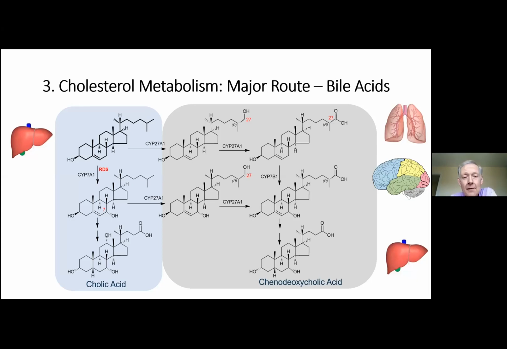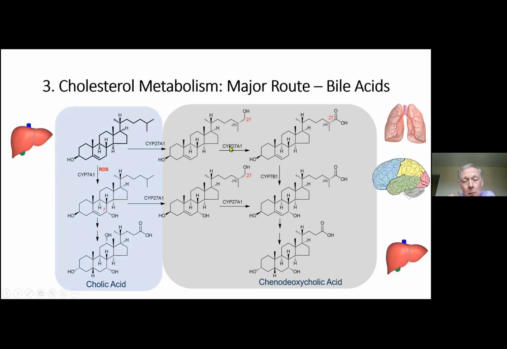We also have the acidic pathway of bile acid biosynthesis, and the early steps of the acidic pathway can occur extrahepatically. For example, early steps can occur in the lung, and also early steps can occur in the brain. Now, the first step of the acidic pathway of bile acid biosynthesis is introduction of a 27 hydroxy group by CYP27A1.